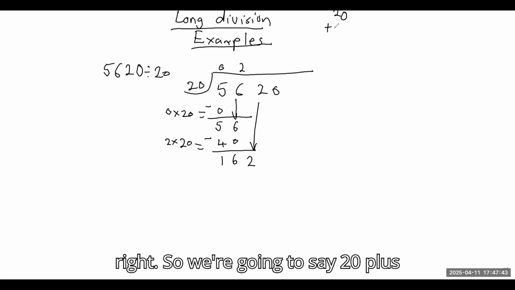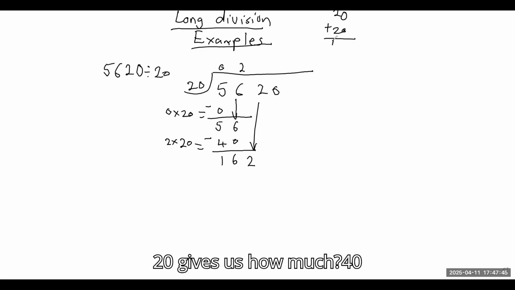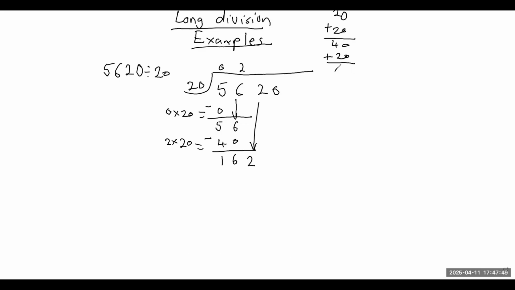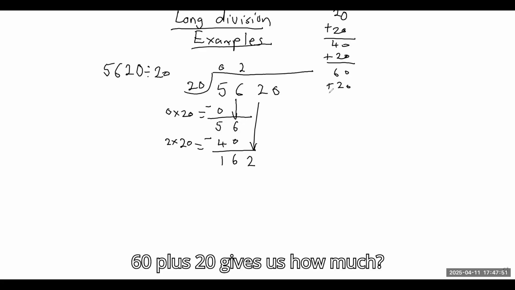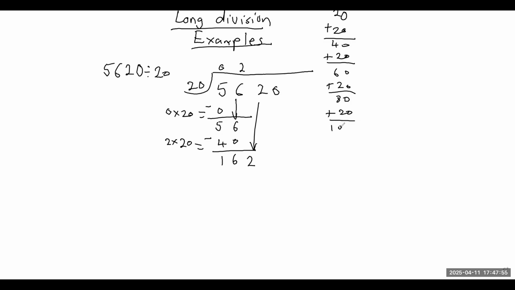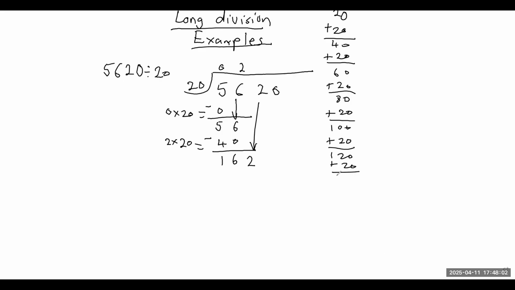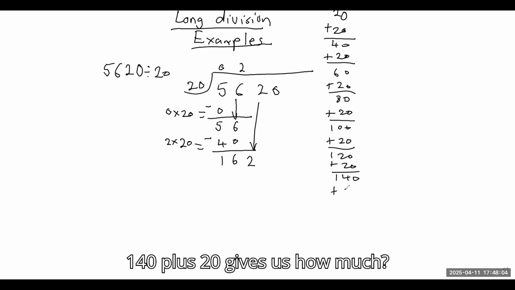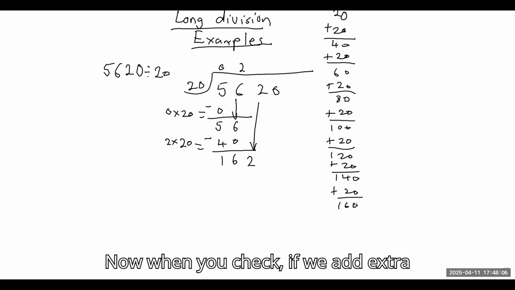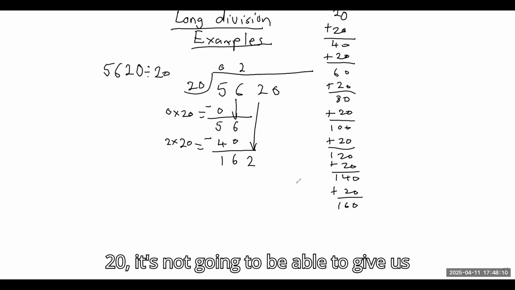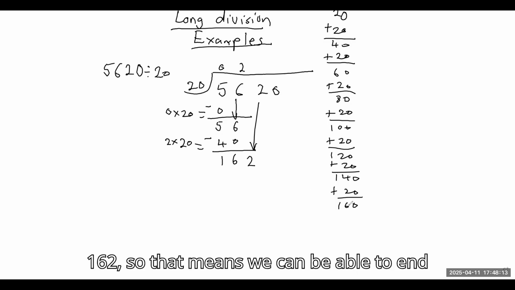So we're going to say 20 plus 20 gives us how much? 40. Plus 20 gives us how much? 60. Plus 20 gives us how much? 80. Plus 20 gives us how much? 100. Plus 20 gives us how much? 120. Plus 20 gives us how much? 140. Plus 20 gives us how much? 160. Now, when you check, if we add an extra 20, it's not going to give us 162. So that means we can end here.